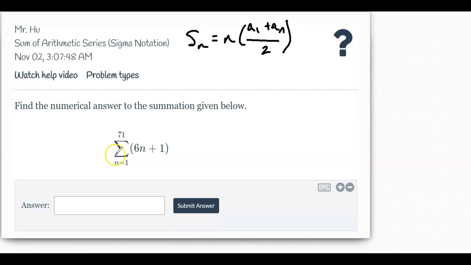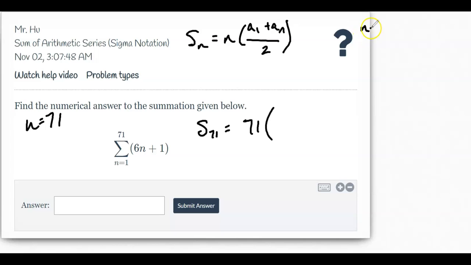So let's take a look here. I've got my summation, my sigma, n equals 1 to 71, and here's my arithmetic sequence. I'm going to need the terms a1 and an, as well as n, which in this case is 71. So I'm looking for S of 71, which equals 71 times a bunch of other stuff. Now, let's go ahead and find our a sub 1.